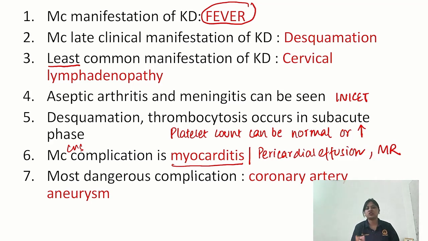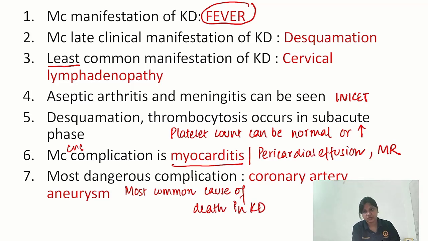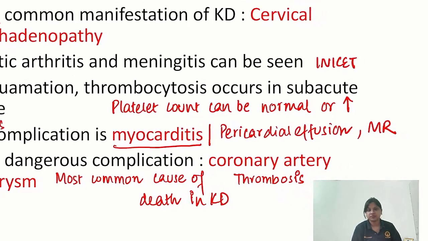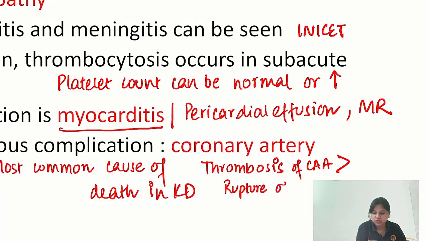So what is the most dangerous complication, or rather I should put it like this, the most common cause of death in KD is coronary artery aneurysm. Again, one step ahead, thrombosis of coronary artery aneurysm. If thrombosis is not given in the question, then the next best answer is rupture of coronary artery aneurysm.